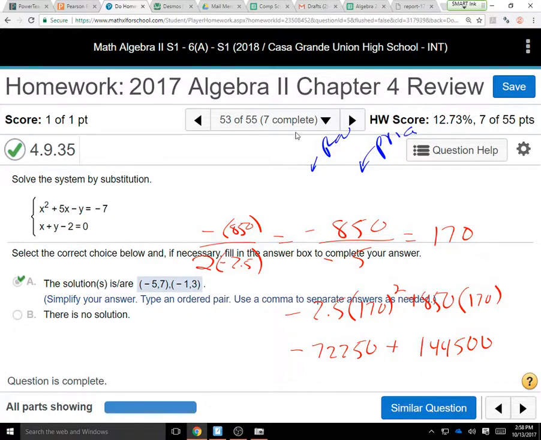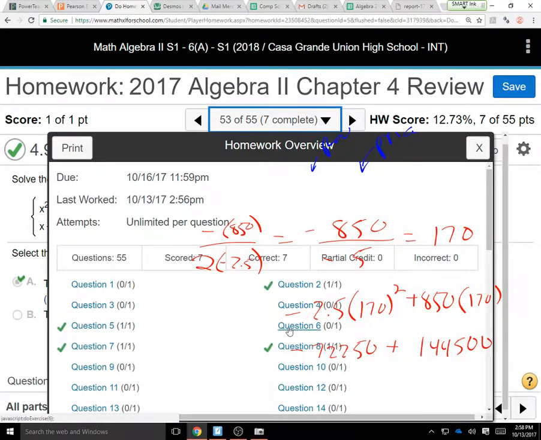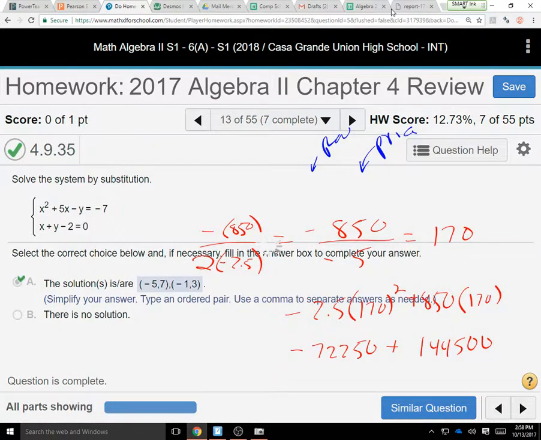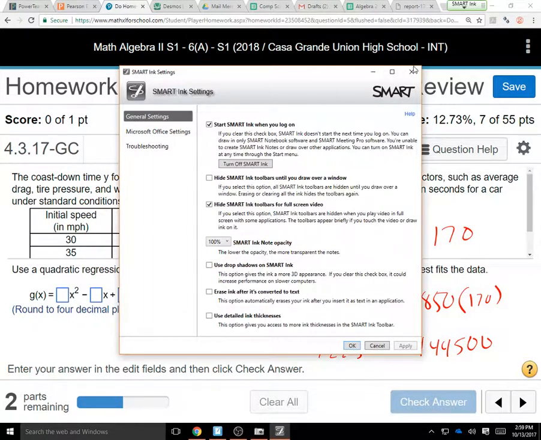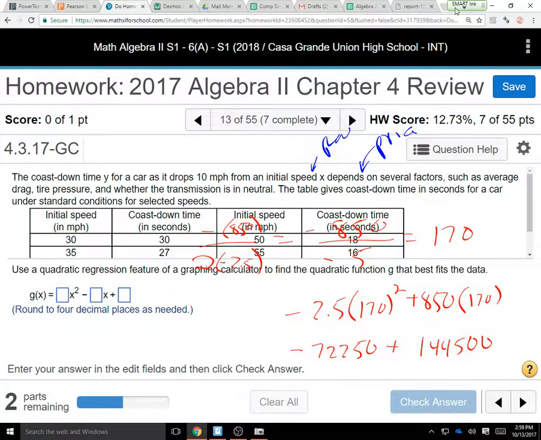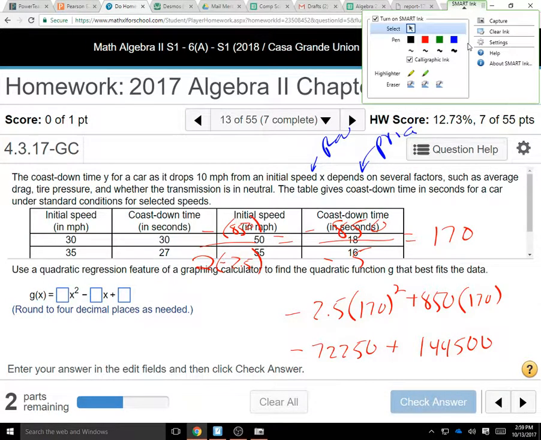What else you guys want to see? I had trouble with 13. 13. Oh, this was just a regression one. Yeah, but when I plugged it in, it spit out numbers.